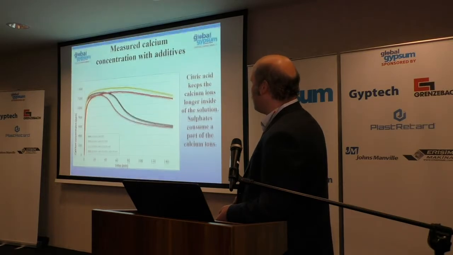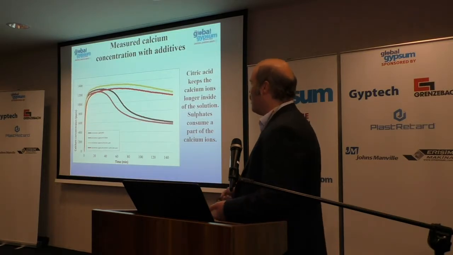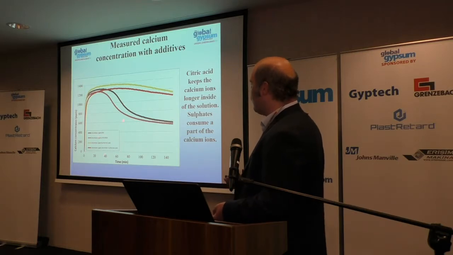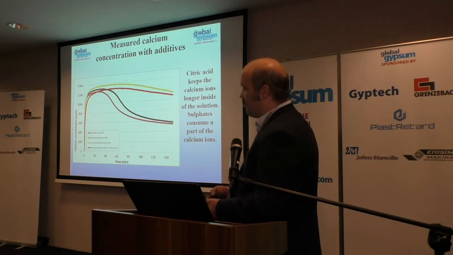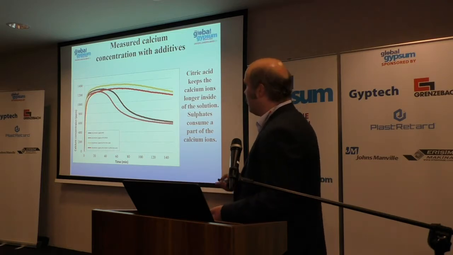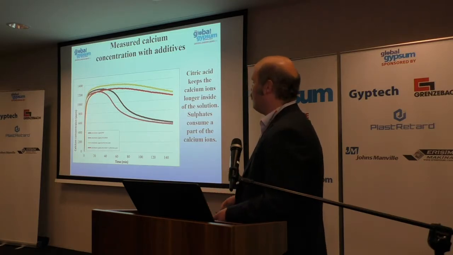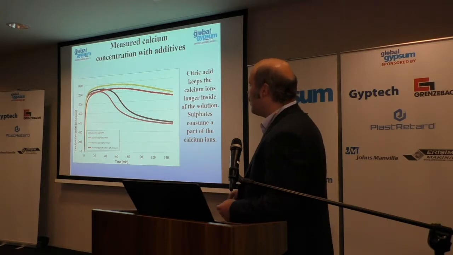Now let's check what happens if we put some other things inside of our solution. If you add some potassium sulfate, any calcium ion will be collected by the sulfate ions in the solution and create gypsum, so the reached concentration is a little bit lower and gets lower faster because you have sulfate ions inside of the solution. But what will happen if you add citric acid?